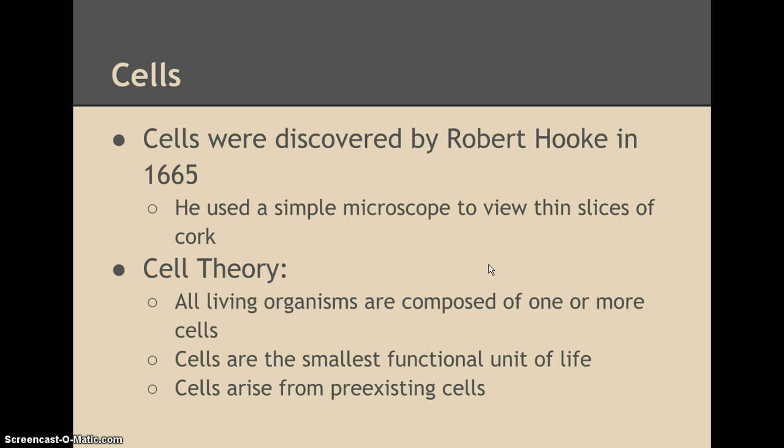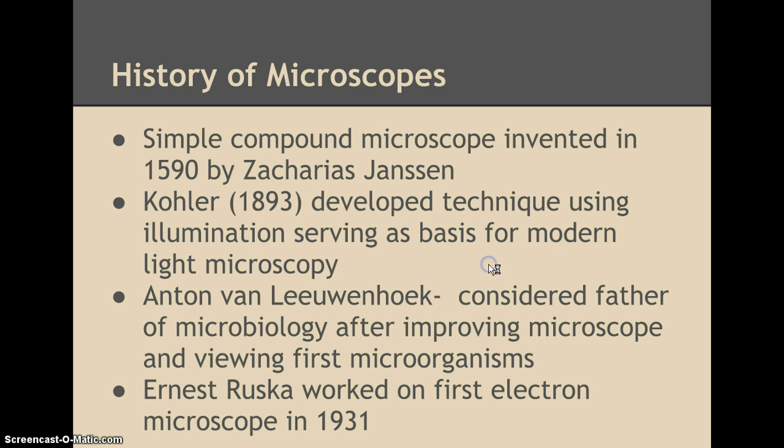Cells were discovered by Robert Hooke in 1665, and what he did is he used a simple microscope that he built himself to view thin slices of cork. When he looked at this cork, he saw small compartments, which he decided to call cells, and the name stuck. The cell theory states that all living organisms are composed of one or more cells, that cells are the smallest functional units of life, and that cells arise from pre-existing cells.